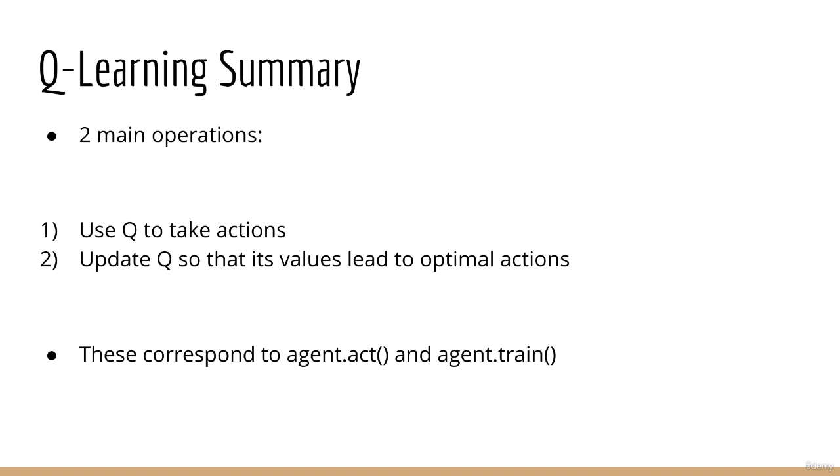Okay, so that covers the two aspects of Q-learning. How do we use Q to take actions? And how do we update Q so that our agent learns to perform optimal actions? If you recall, earlier we said that our agent object needs two functions, act and train. Knowing what we know so far, we can now write the pseudocode for our Q-learning agent.